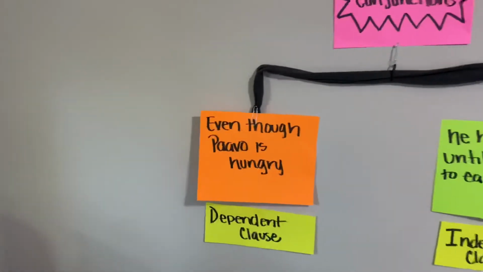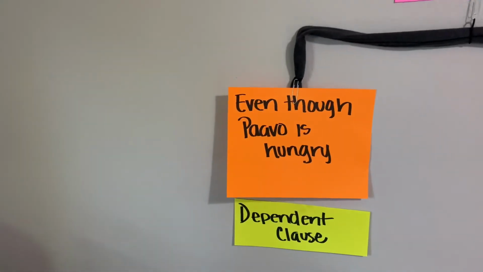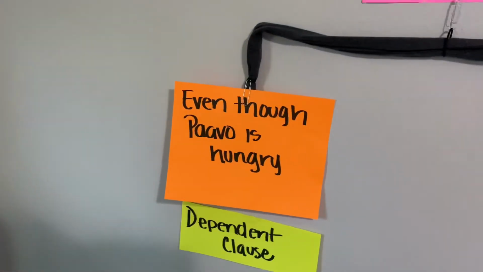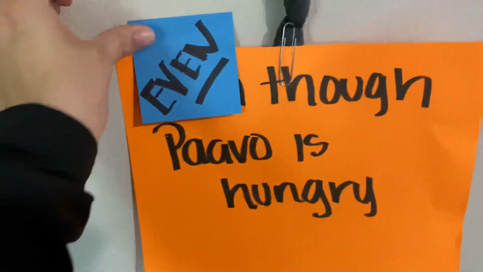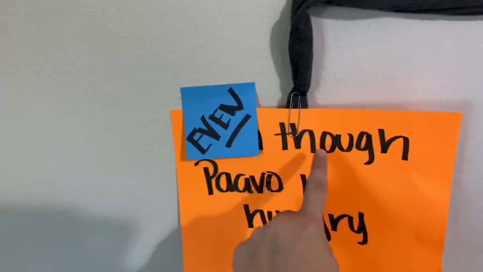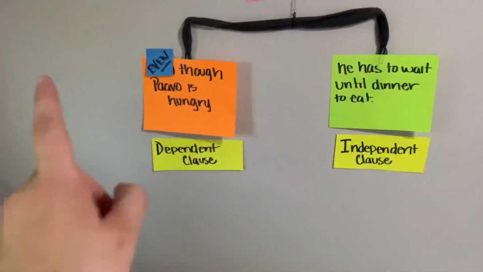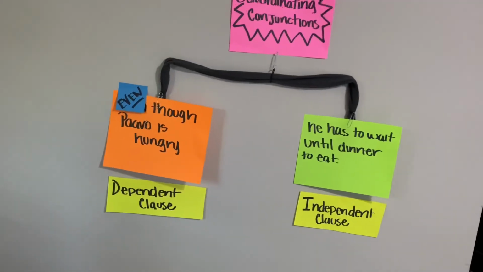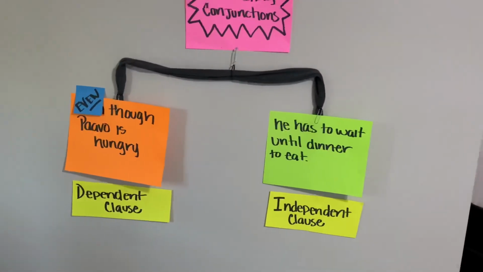So if you look here, try to take a guess as to what it is. Make your guesses. Thumbs up if you did it. Okay. So the subordinating conjunction is "even." Okay. You could actually combine these two and that would work as well. So because we have our subordinating conjunction, all we would need is a comma to combine these two together. So, "Even though Pavo is hungry, he has to wait until dinner to eat."